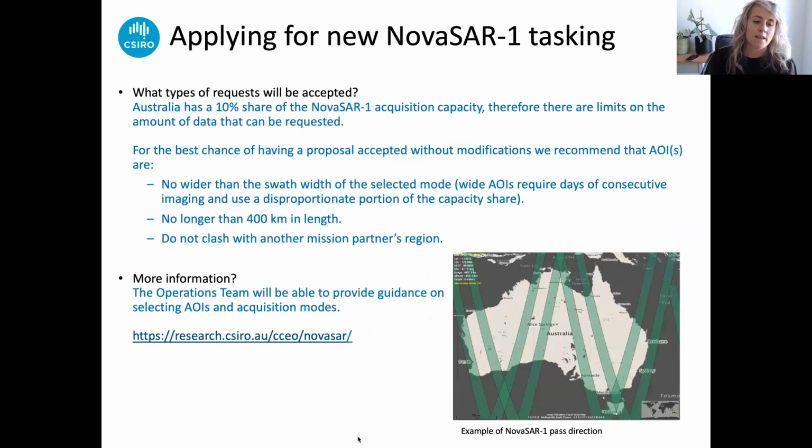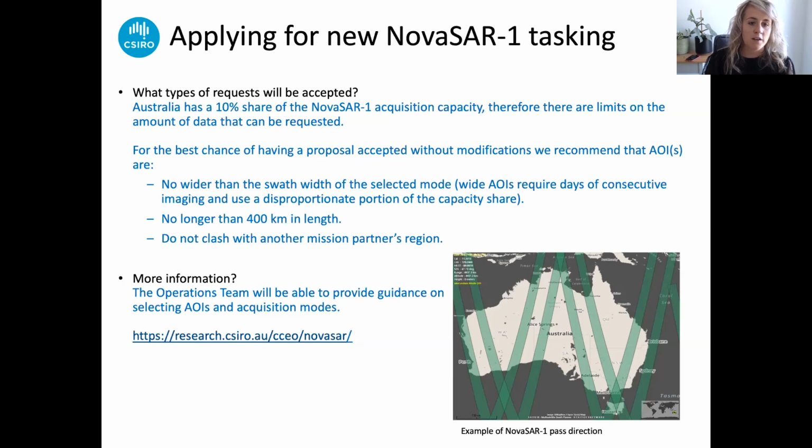So what types of requests will be accepted through Opal? Well, it's important to remember that Australia has a 10% share of the NovaSAR acquisition capacity. Therefore, there is a finite amount of data available and limits upon the amount of data that can be requested for an individual proposal. So for the best chance of having a proposal accepted without any modifications, we recommend that the areas of interest are no wider than the swath width of the selected mode. This is because if you select a very wide area of interest, it requires consecutive days of imaging, and this uses a disproportionate portion of the satellite capacity share.